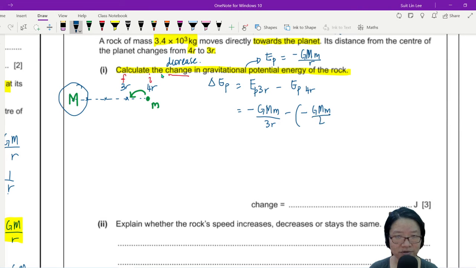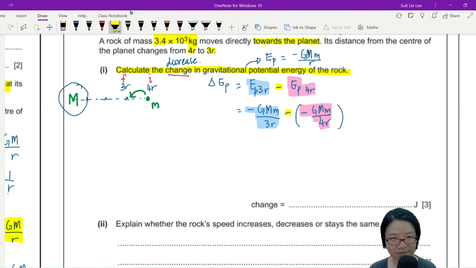GMM over 4R. Okay, take note that I'm careful about the sign. This one is this thing, 3R, including the negative sign. Okay, and then this 4R is this thing. The negative there, the minus there is this one. Okay, all right, so let me simplify a bit to prevent sign error. I'm going to factorize GMM over R. Is that okay? Because those are the common factors, big bracket.